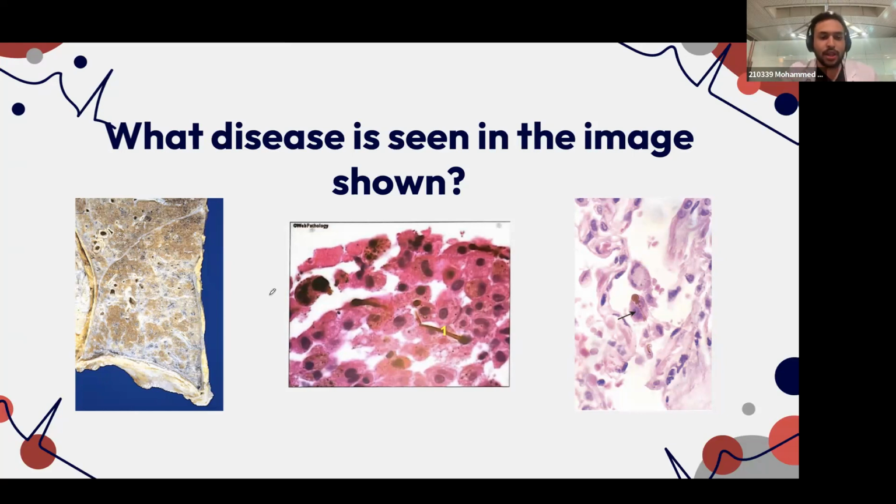Asbestosis. Excellent, good. So this is asbestosis. You can see in the pleura, you have pleural thickening, because it affects the pleura. So which workers are exposed to asbestos? Shipyard. Give me one other.